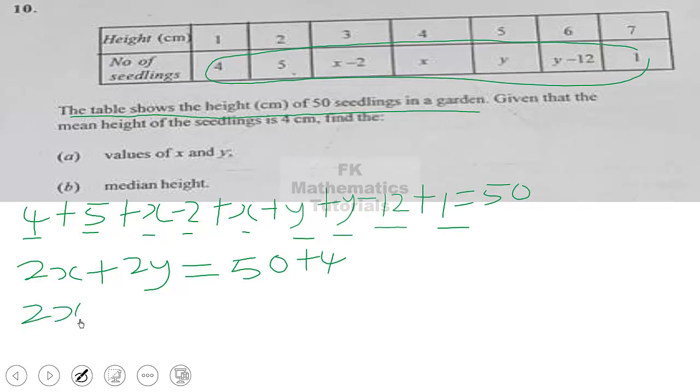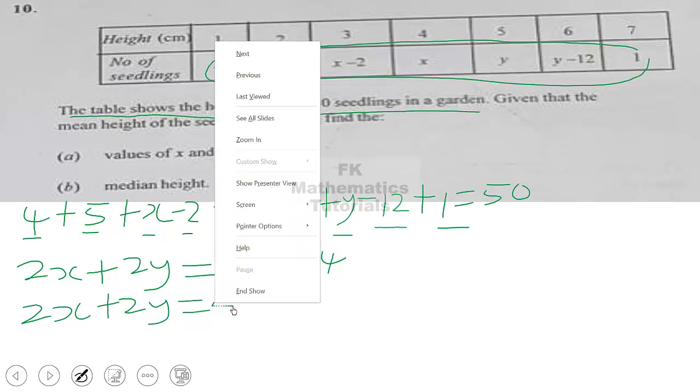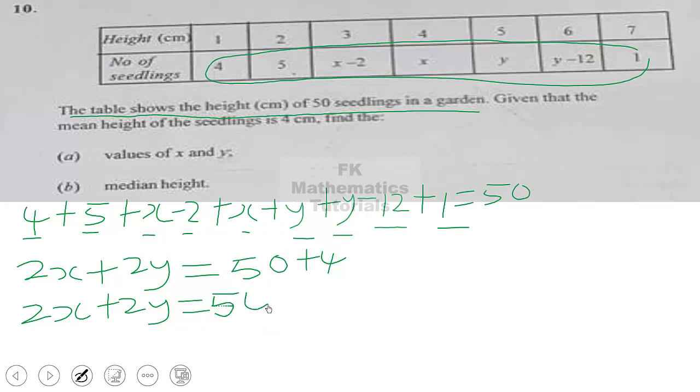So 2x plus 2y will be equal to 54. When we divide through by 2, we get x plus y is equal to 27. This will give us the first equation, equation 1.